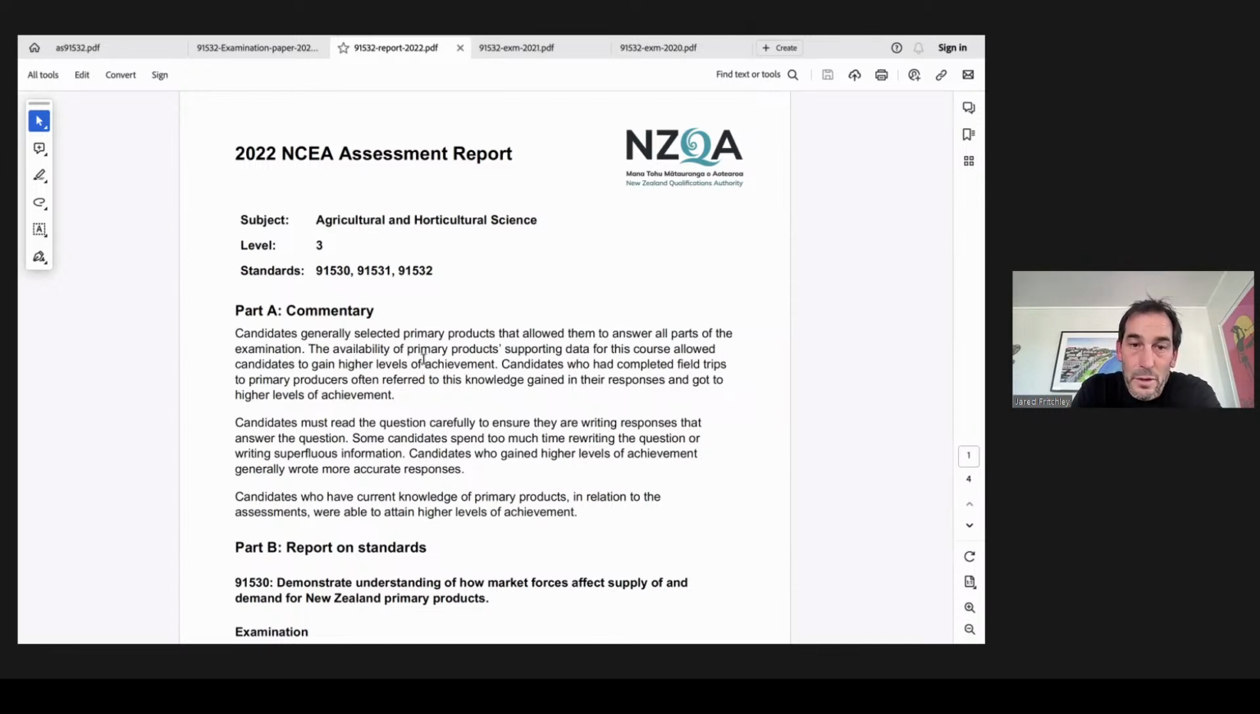The availability of primary product supporting data for this course allowed candidates to gain high levels of achievement. So the more access to the data, the evidence, the higher the level of the achievement that can be gained by the candidate in the exam. Candidates who had completed field trips to primary producers often referred to this knowledge gained in their responses and got to high levels of achievement.